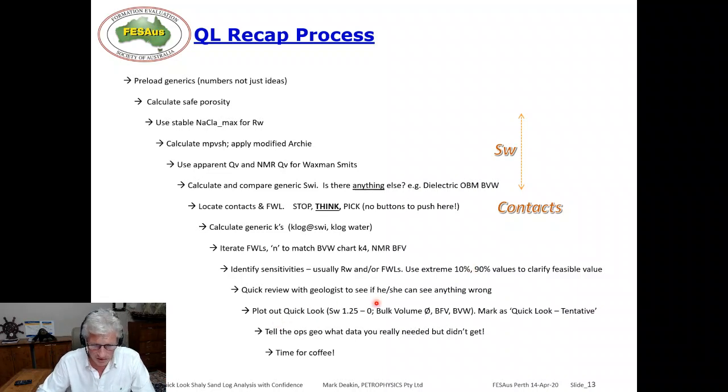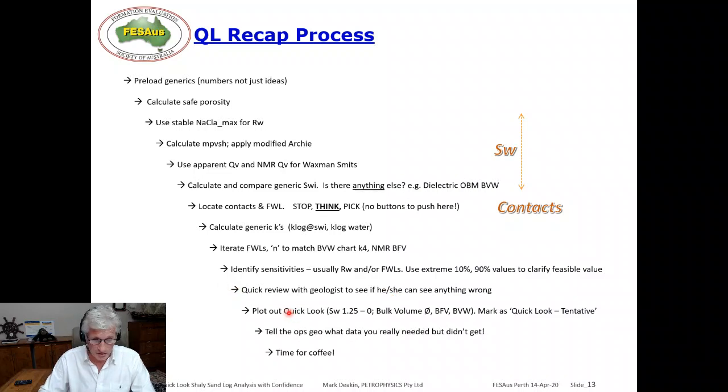Quick review with geologist to see if she can see anything wrong. Always try and involve the geologists because it's more fun to work that way. And also, of course, sometimes they think of something which you haven't thought of, or sometimes they point out some glaring, silly mistake that you've made, which it would be very embarrassing to present. So it's always good to keep with the geologist.